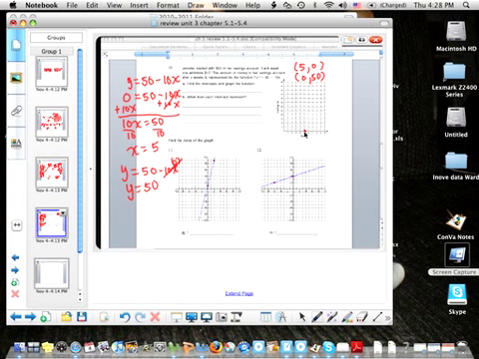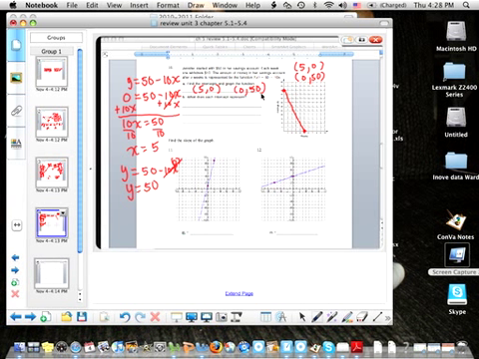So I've got a dot down here at (5, 0). I've got a dot up the side. Ooh, that is so fuzzy. I can't see it. Let me see. I believe it's up here. And then, of course, those two are connected together. So for our intercepts, I would write those down. (5, 0) is one of my intercepts, and the other one is (0, 50).